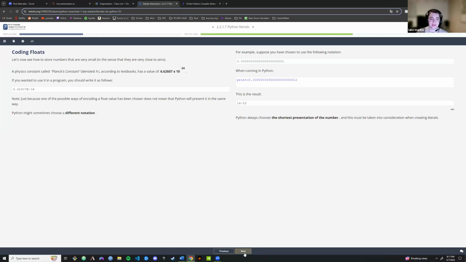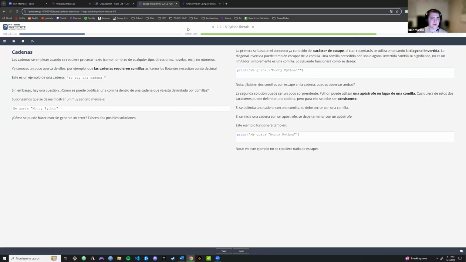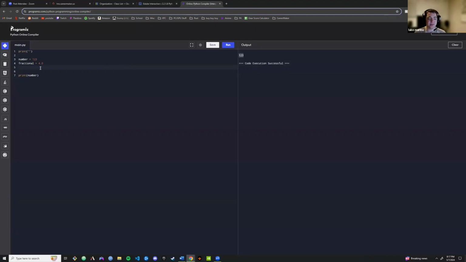This talks more about exponents, exponential notation, and floats. But what I'm trying to get into today is the different data types. That's what I really want to focus on.